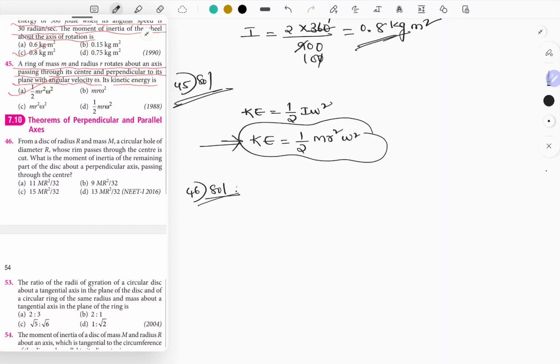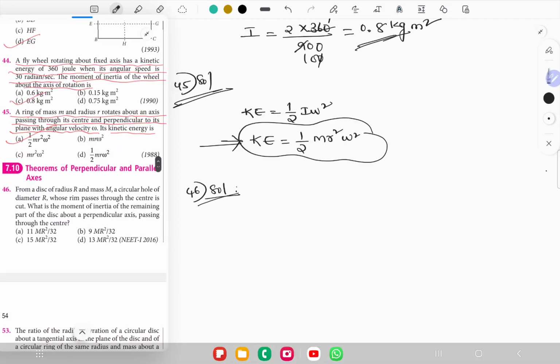So now we are into the third part of system of particles and rotational motion. Now let's start this video.